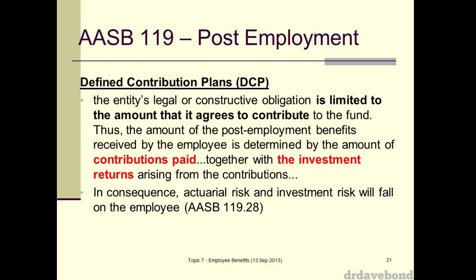The post-employment benefit received by the employee, so that's you and me when we hit 67 years of age, well, I think in some limited cases 60, but say 67, is determined by the amount of money put in, so the amount of contributions, with the investment return arising from those contributions. So what that basically means is the amount of money that goes in plus how well the superannuation fund does, that's how much money you get out at the end. What that ultimately means is any risk involved falls on you. And for the portion of mine which is a defined contribution plan, it falls on me as well.